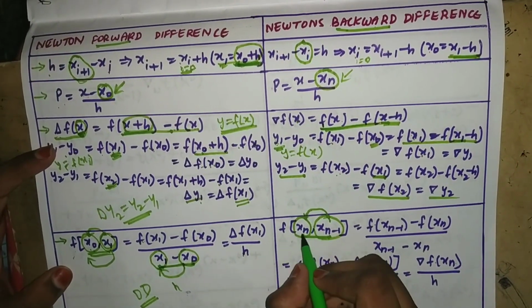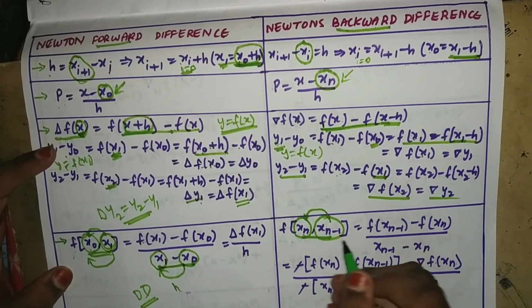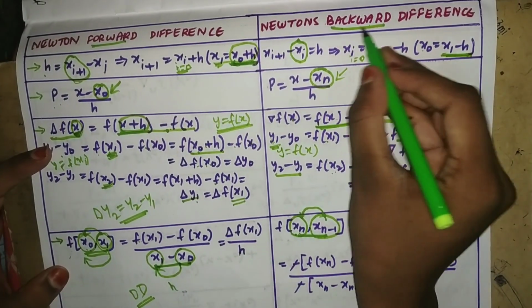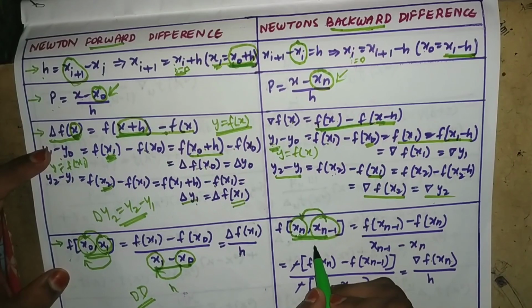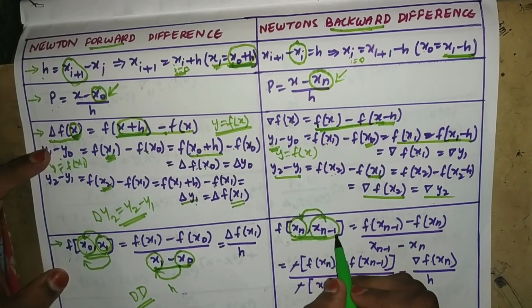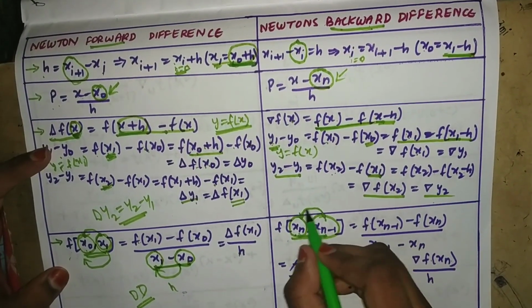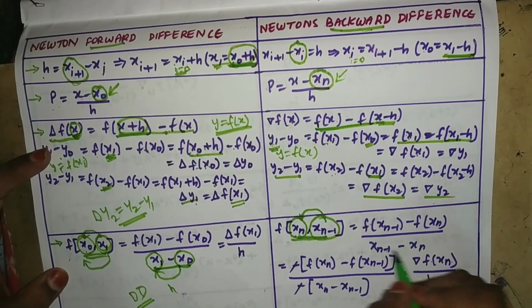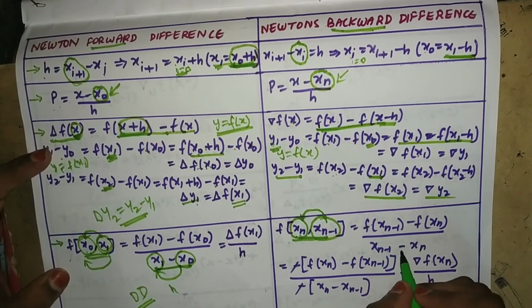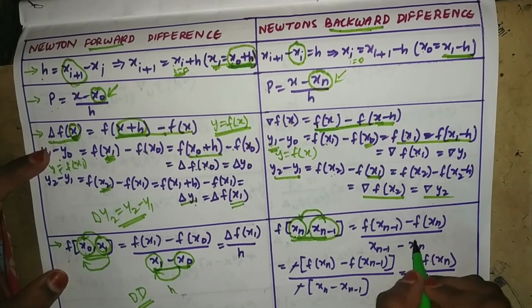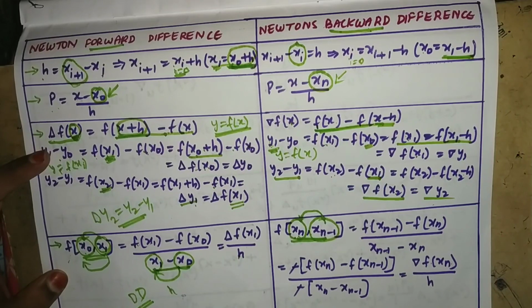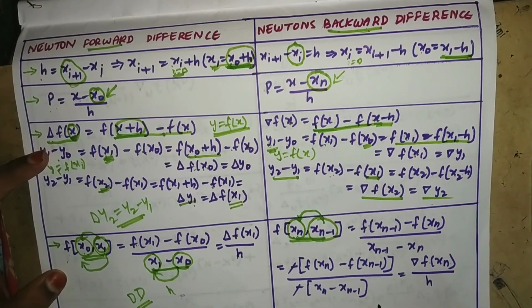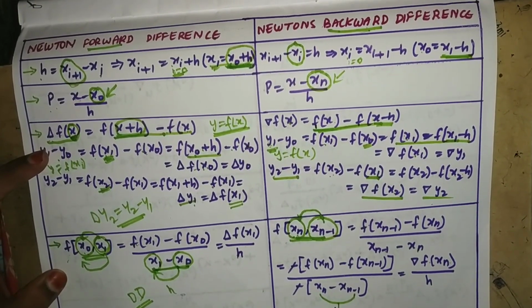Next, f of xn comma xn minus 1. Why did we take xn comma xn minus 1 here? Because in backward difference we will concentrate on the last terms. n and n minus 1 are the last terms. So second minus first: f of xn minus 1 minus f of xn divided by xn minus 1 minus xn. If you take minus common from these and cancel out, you will land up with del f of xn divided by h. So the difference between these two is also h.